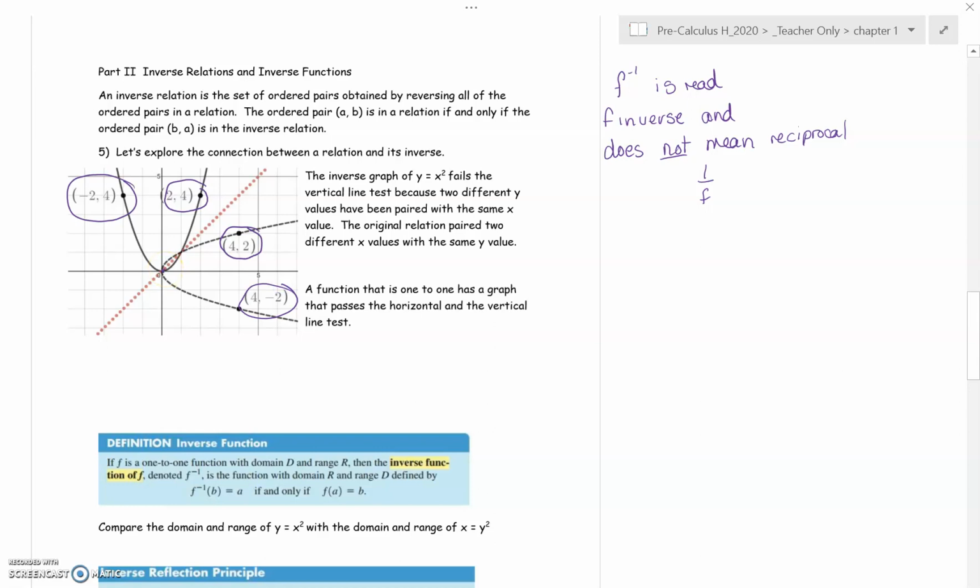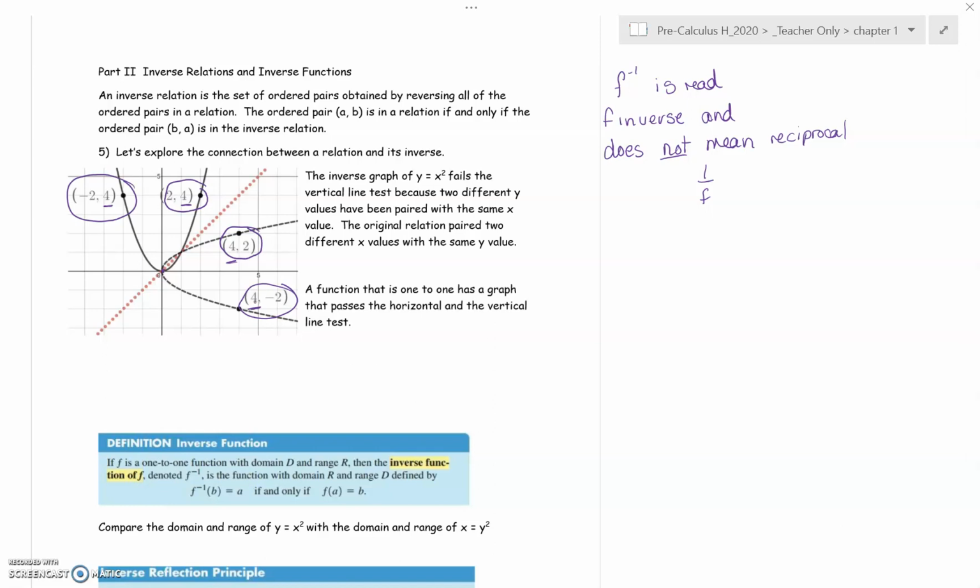So the inverse graph of y equals x squared, what we were just talking about, fails the vertical line test because two different y values have been paired with the same x. Again, we did that example last. So notice the original relation paired two different x values with the same y value. So over here, -2 and 2 were the x values with the same y value. So over here in the inverse, we have the same x value with two different y values.